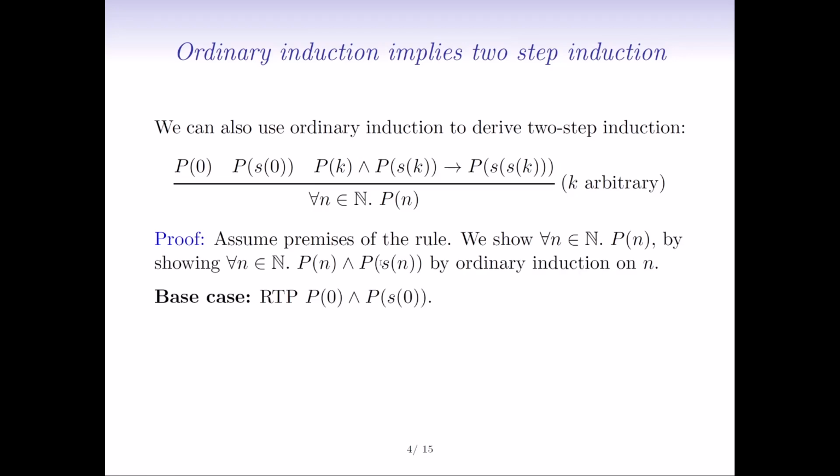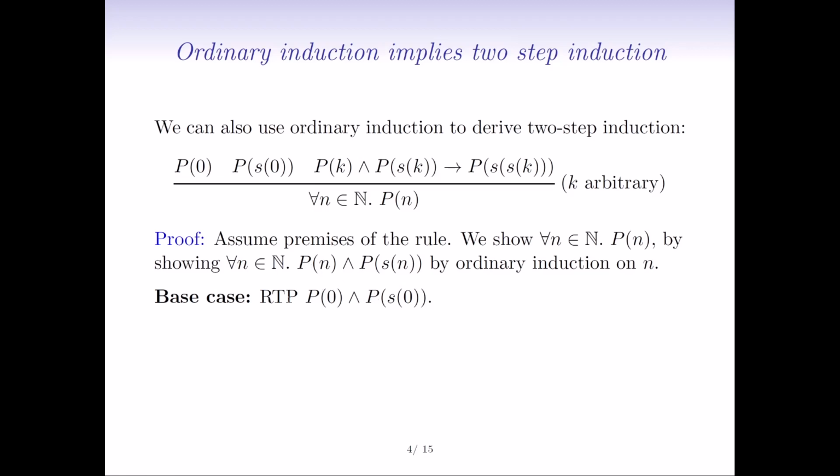So although what I want to show is that P is true of all natural numbers n, I'm actually going to show a stronger statement. I'm going to show just by ordinary induction on n that P holds of n and its successor for all natural numbers n. So the actual statement that I'm going to show by one-step induction is that for all n, Pn and P of S of n. Now, obviously, if I have Pn and Psn for all n, then I also have Pn for all n.